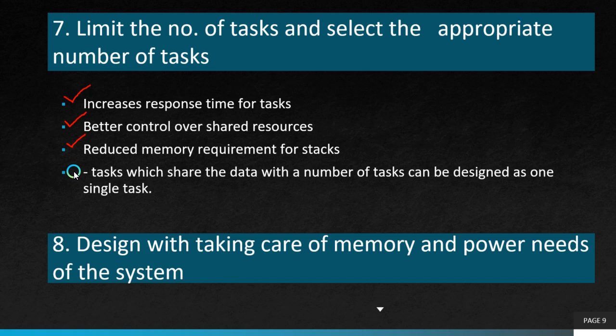For example, display task for the messages from number of tasks, printer task for the messages from number of tasks, flash memory writing task for writing into a flash memory by the number of tasks. These are the examples of the seventh principle, that is, we can limit the number of tasks and select the appropriate number of tasks. The eighth design principle is design with taking care of memory and power needs of the system. So for an efficient system, the memory usage and the power consumption should be less.